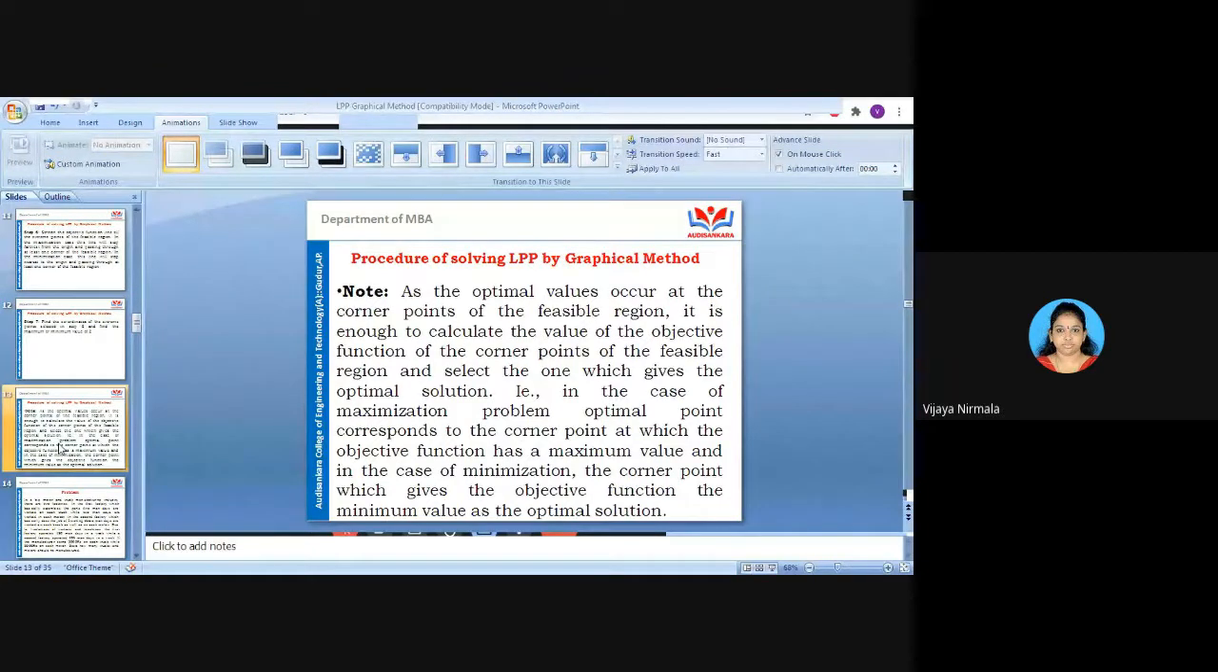And in the case of a maximization problem, the optimal point corresponds to the corner point at which the objective function has a maximum value. So the corner point which has the maximum value is the optimal point in a maximization problem. If it is a minimization problem, the corner point which gives the objective function the minimum value is the optimal solution. So this is the procedure for how to solve linear programming by using the graphical method.